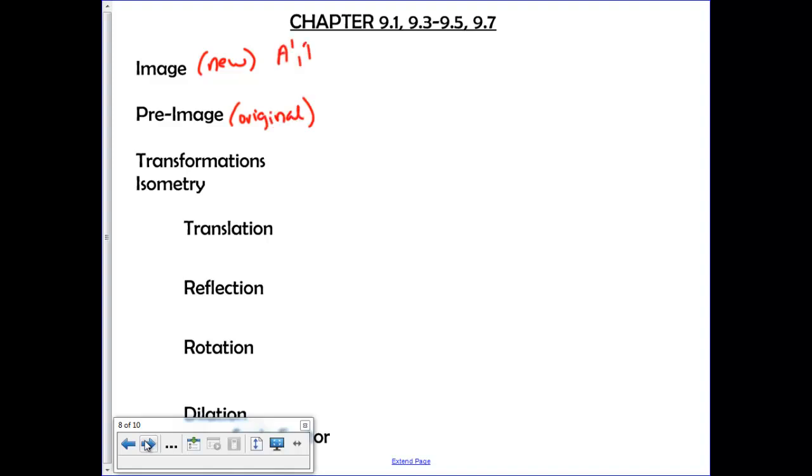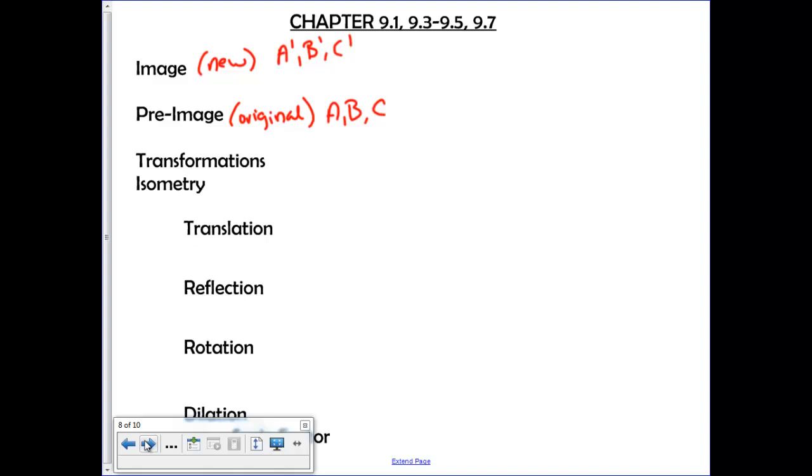Image is the A prime, the B prime, the C prime. Usually those are the ones that are dotted. And then the original is like your A, your B, and your C. And so all these terms, the image and the pre-image, those apply to all our transformations. So that's like the big overarching word, a transformation, when we do something to a figure.